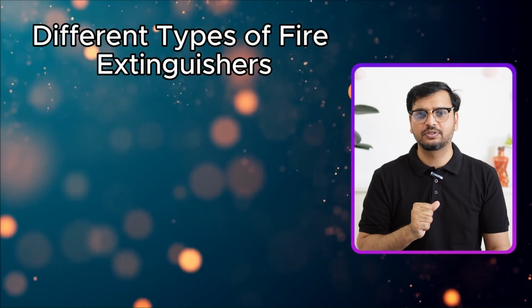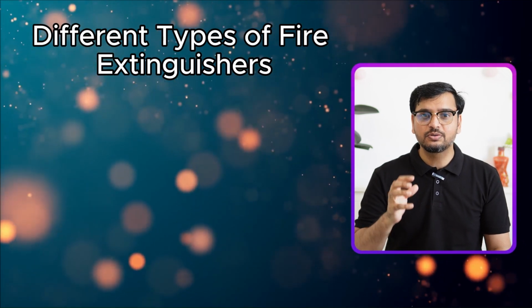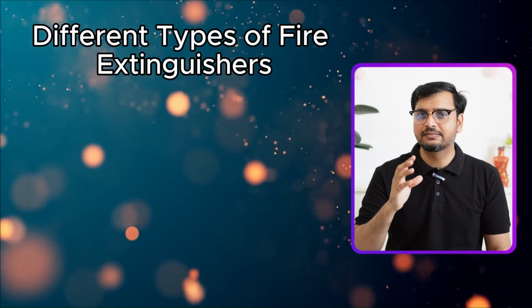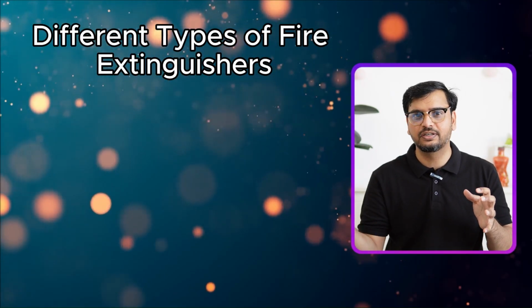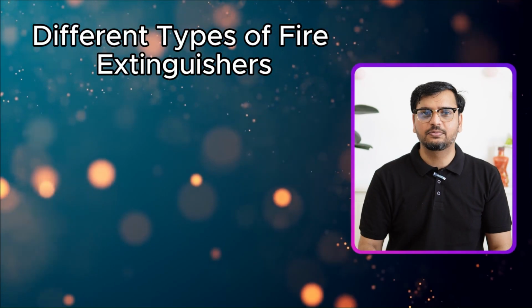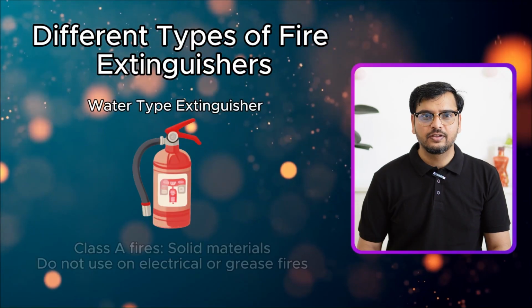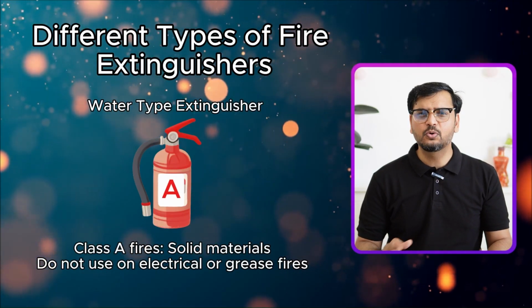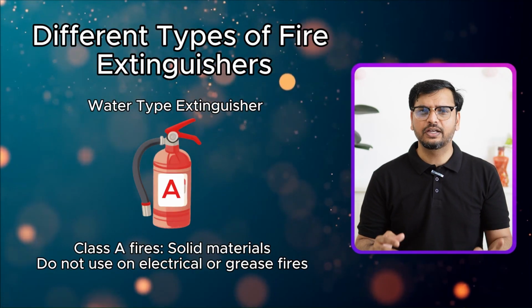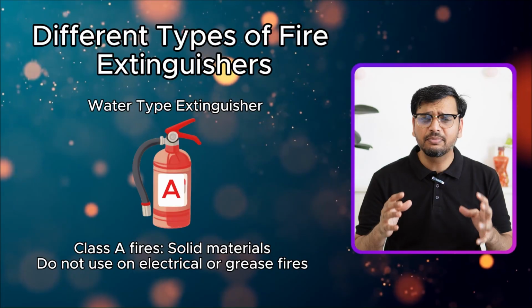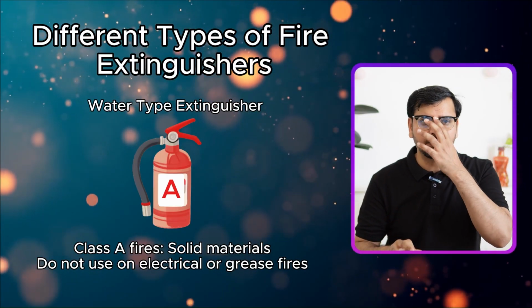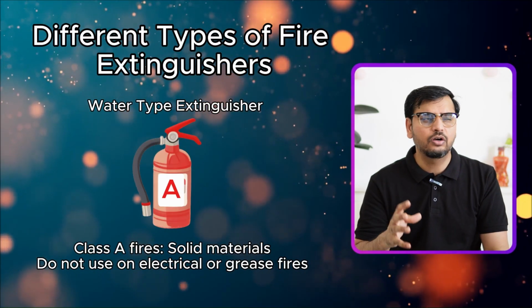Now, as we understood different classes of fire, let's look at different types of fire extinguisher that we can use, because once you understand the classes of fire, it becomes easier to understand which type of extinguisher we can use on different classes of fire. Let's start with water type extinguisher. Water type extinguishers are the most common type. They are used on fire involving solid material like wood, paper and textile. Just remember, never use water extinguishers on electrical or oil fire.